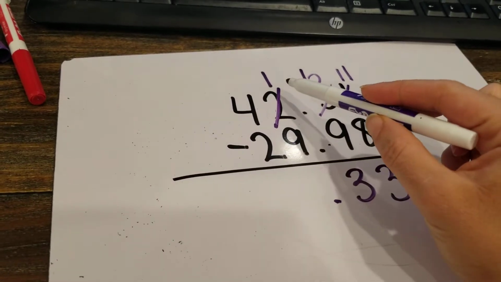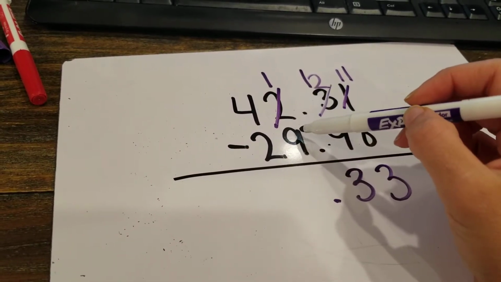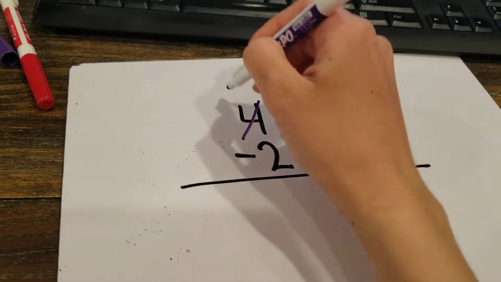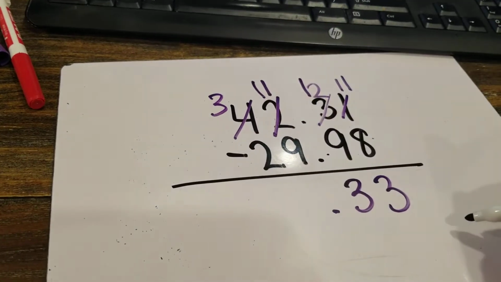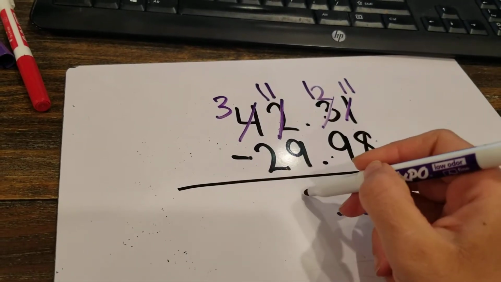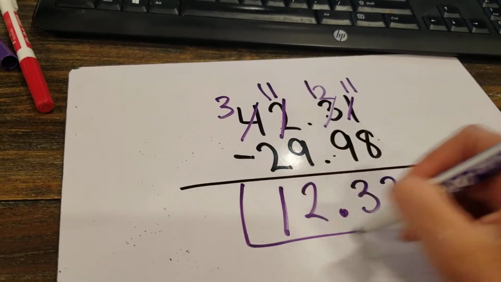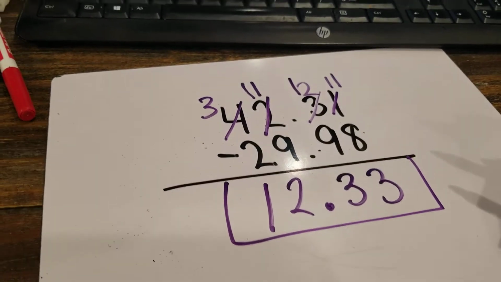I'm doing 1 minus 9, but I can't take 9 from 1, so I go to my 4 tens, and it becomes 3 tens. Now I have 11 ones minus 9 is 2, and 3 minus 2 is 1. So my final answer is 12 and 33 hundredths.